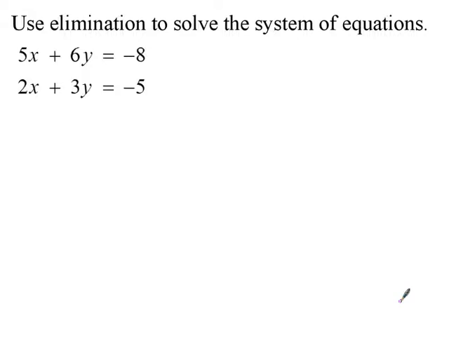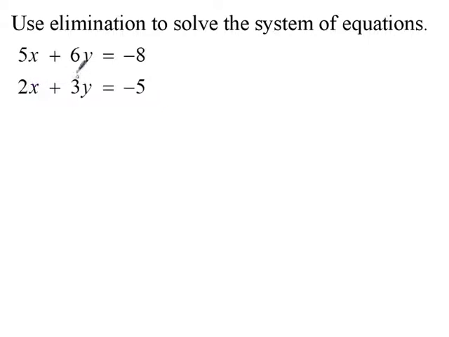So we're going to look at 5x plus 6y equals negative 8, and 2x plus 3y equals negative 5. Now as it is, we can't eliminate the x's. We can't eliminate the y's. So what we need to do is look at the x's. First of all, I have 5 and 2. I need to think, what's the smallest number that both 5 and 2 go into? What's the smallest number they both go into? 10. So what would you have to multiply the top by in order to get 10? 2. What would you have to multiply the bottom by? 5.